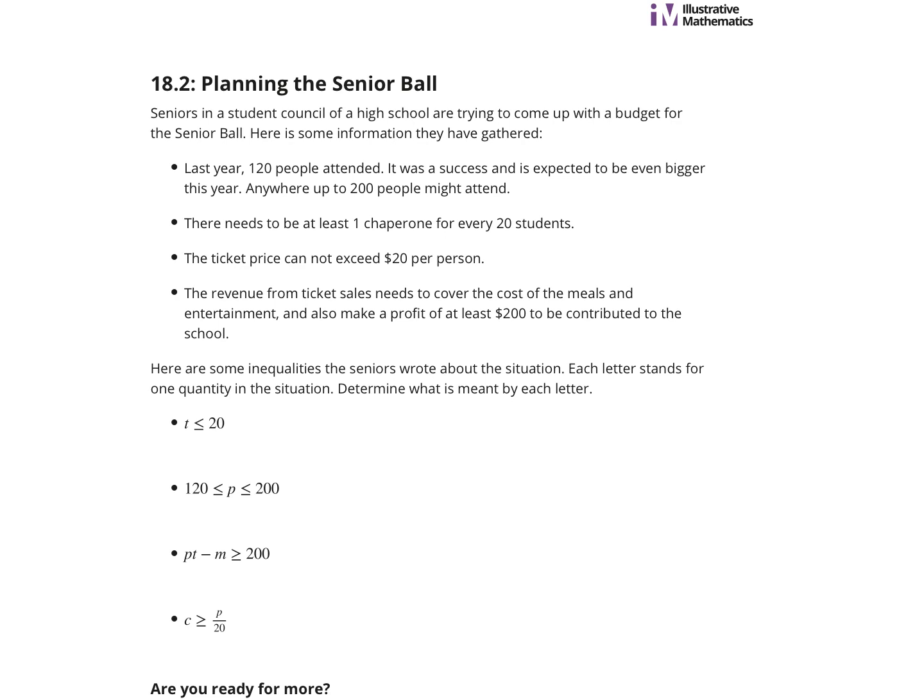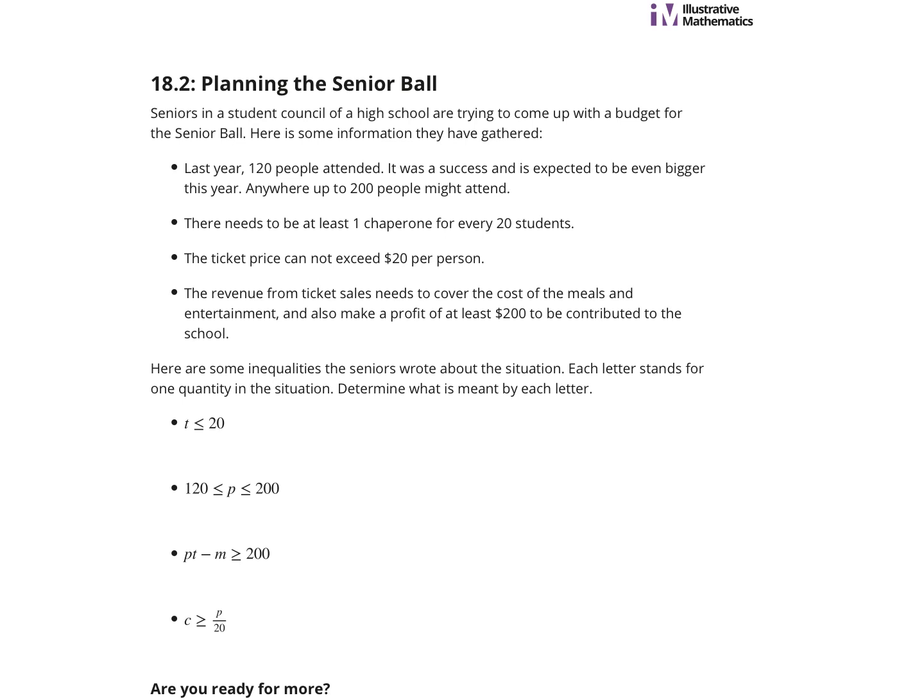So activity 2 reads: seniors in a student council of a high school are trying to come up with a budget for the senior ball. Here's some information they've gathered. Last year, 120 people attended. It was a success and is expected to be even bigger this year. Anywhere up to 200 people might attend. There needs to be at least one chaperone for every 20 students. The ticket price cannot exceed $20 per person, and the revenue from ticket sales needs to cover the cost of the meals and entertainment and also make a profit of at least $200 to be contributed towards the school.